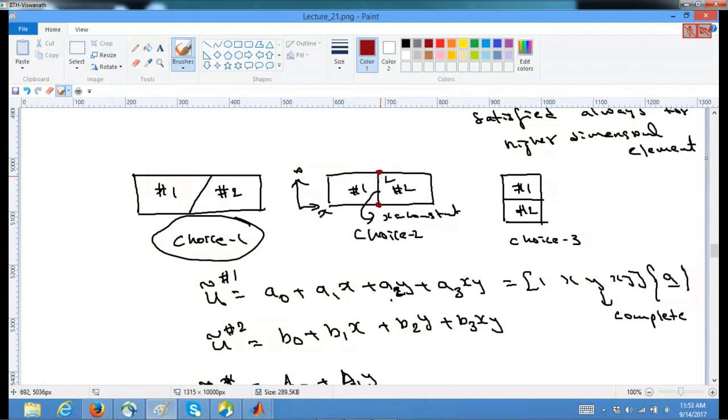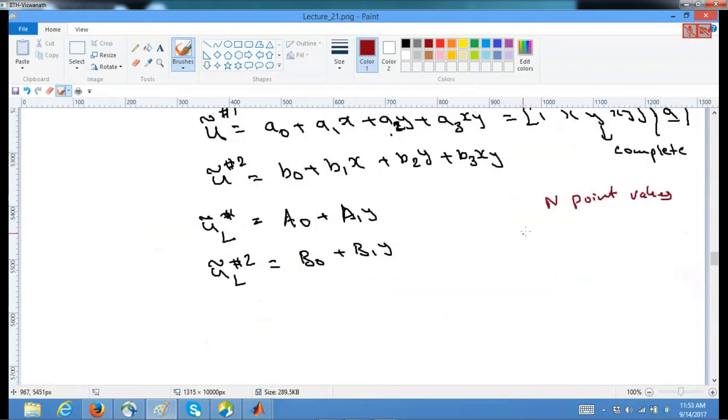If you know two values exactly, and you want to fit a unique curve, the only unique curve is a polynomial. If n point values are known, then you can fit uniquely a polynomial of degree n minus 1.